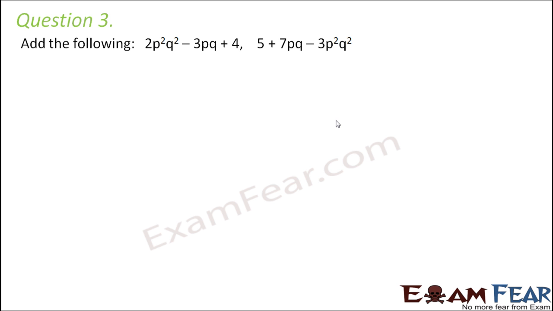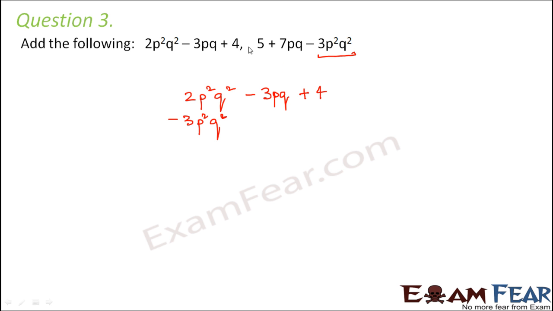Question number 3. Add the following: 2p square q square minus 3pq plus 4 and 5 plus 7pq minus 3p square q square. Let us first write one expression, that is 2p square q square minus 3pq plus 4. How will you write the second expression in such a way that the like terms are placed exactly below each other? Here p square q square is the algebraic factor. Do you have any such term in this expression with the same algebraic factor? Yes, it is minus 3p square q square. So we write it below 2p square q square.